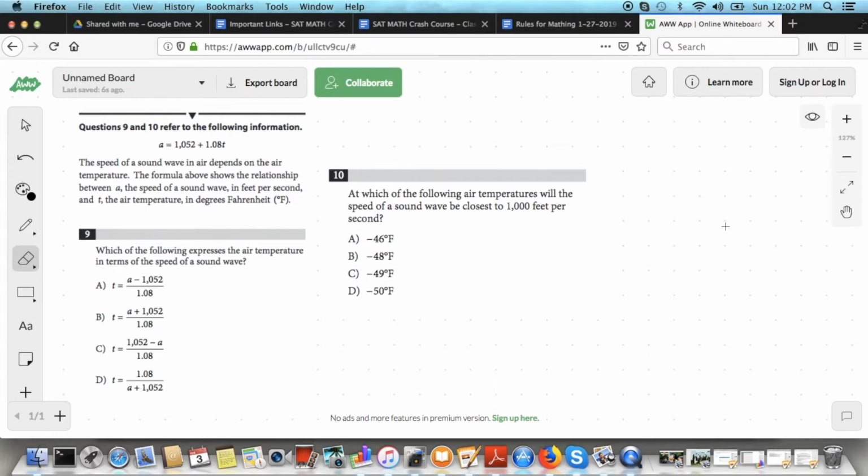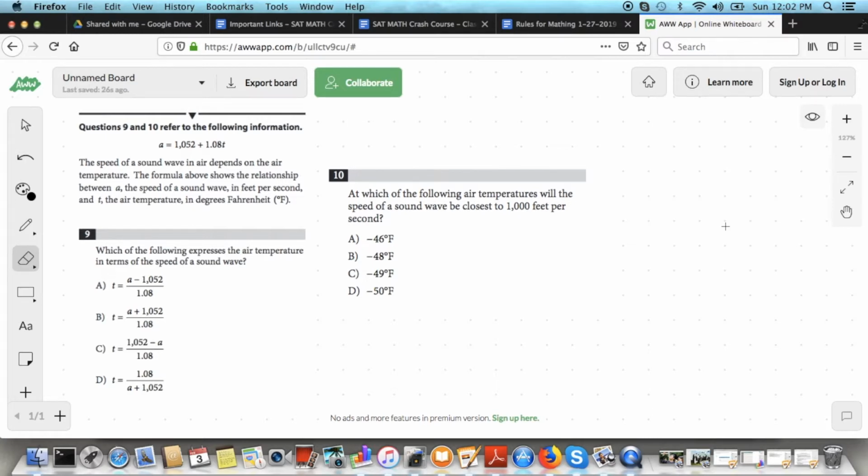Okay, so let's read question number 10, which is again related to question number 9. There's sort of a question set here. Question number 10 reads: at which of the following air temperatures will the speed of the sound wave be closest to 1,000 feet per second?